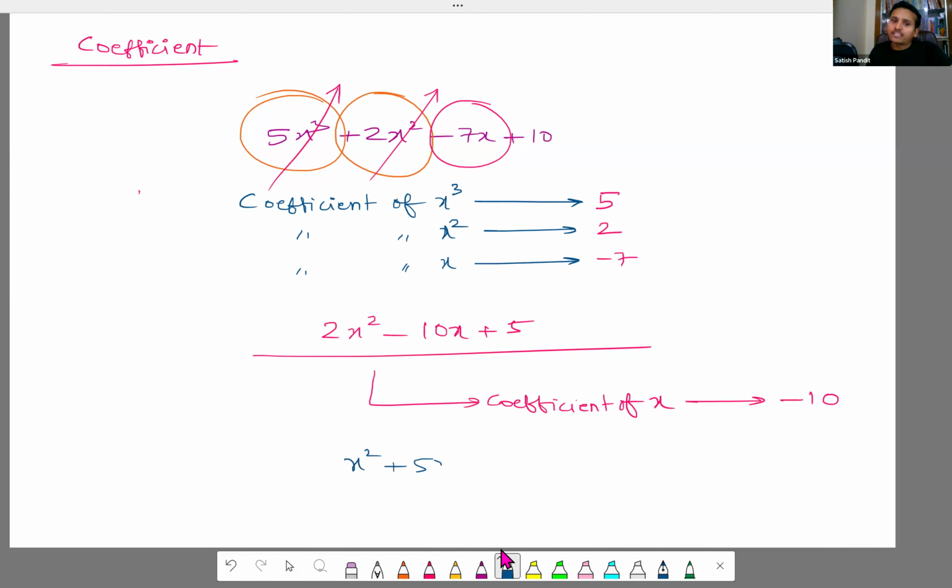Before x square, I don't have anything. That means I can put 1, because 1 into x square is x square, right? So I can put 1 here. So if they ask the coefficient of x square, here it will be 1. See, if nothing is there, it means 1 is there.